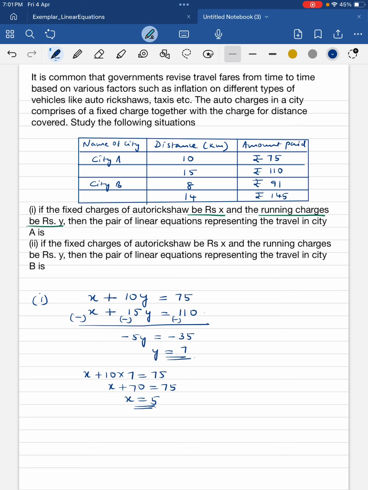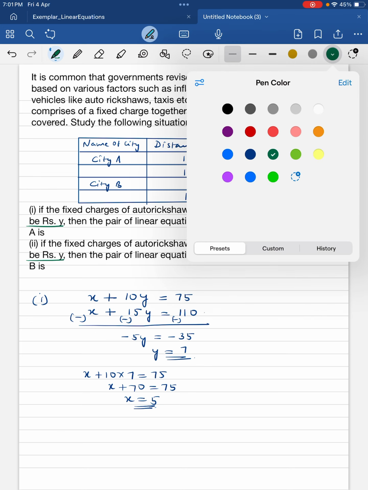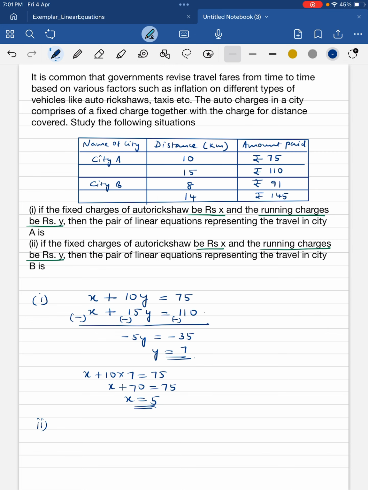Now let's study the details in city B. In the second part of the question, the fixed charge of the auto rickshaw is again given as rupees X and the running charge is rupees Y, and you have to form the pair of linear equations representing travel in city B. So basically we can form the equations. The fixed charge plus the distance, which is given as 8, 8 times y is equal to 91. And the fixed charge plus the distance, 14y, is equal to 145.